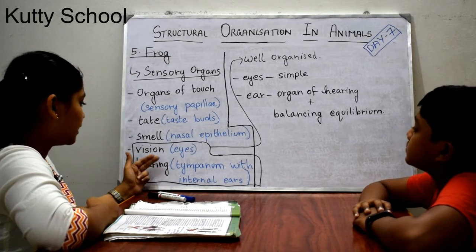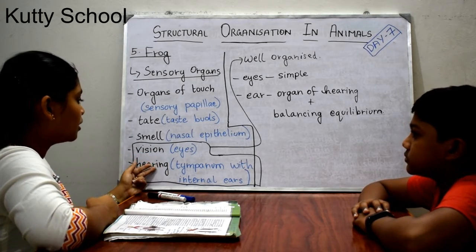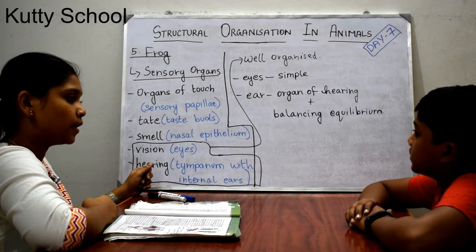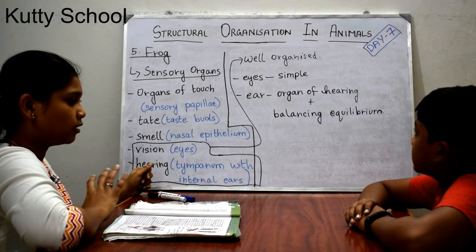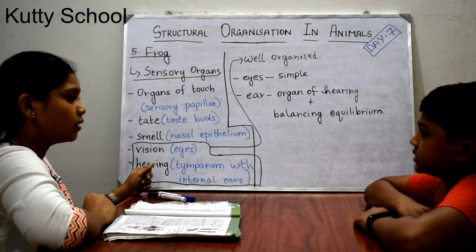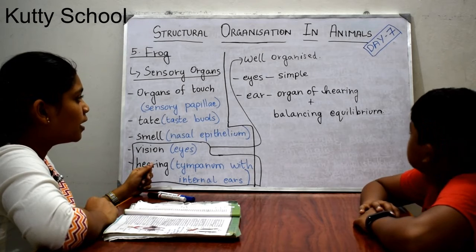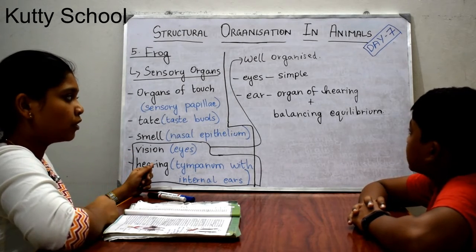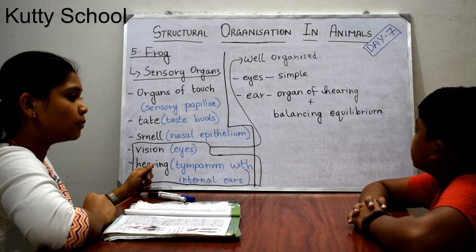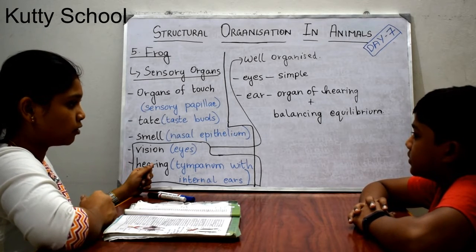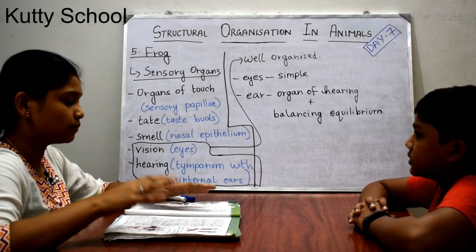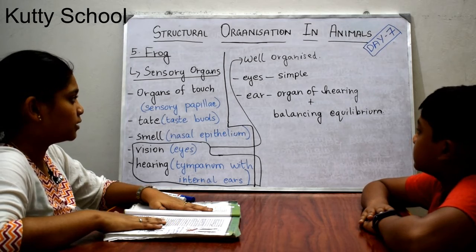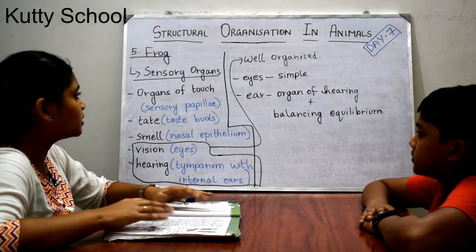And these eyes and the vision and hearing of these frogs are well organized. The eyes are simple eyes, not compound like a cockroach's, but simple vision like ours. And the ear does two functions here. It is the organ of hearing and balancing, the equilibrium. It balances the equilibrium of the frog; it keeps the frog stabilized. So this is about sensory organs in frogs.